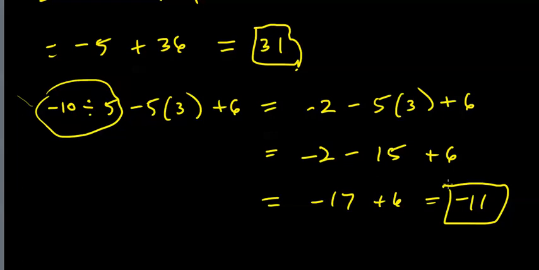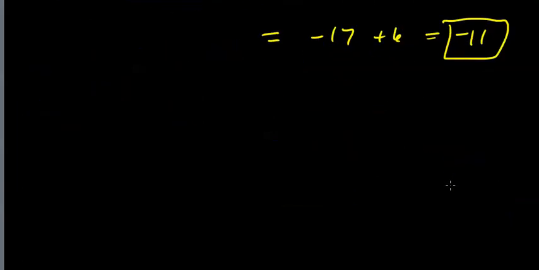All right. Let's try another one with some exponents. Minus 9 plus 2 times minus 4 squared equals.